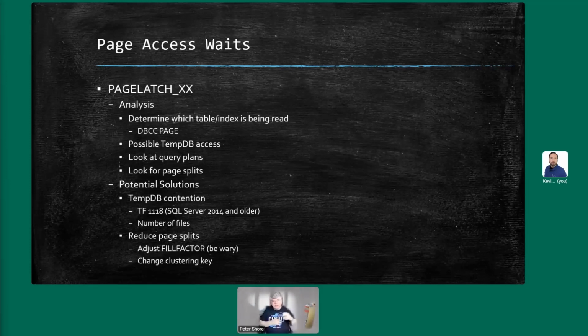Page latch. And this is a little funny to me, because we talk about Temp DB access, which is, yes, on disk, yet this isn't the IO wait. Because it's temporary files, it's kind of an extension of memory. That's why it falls under that wait type.